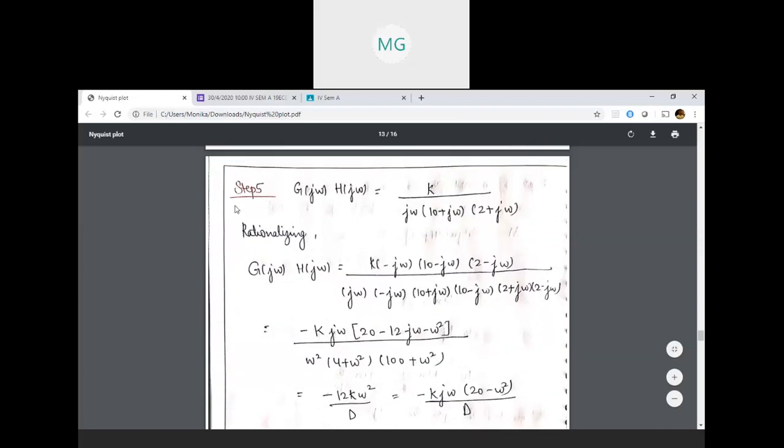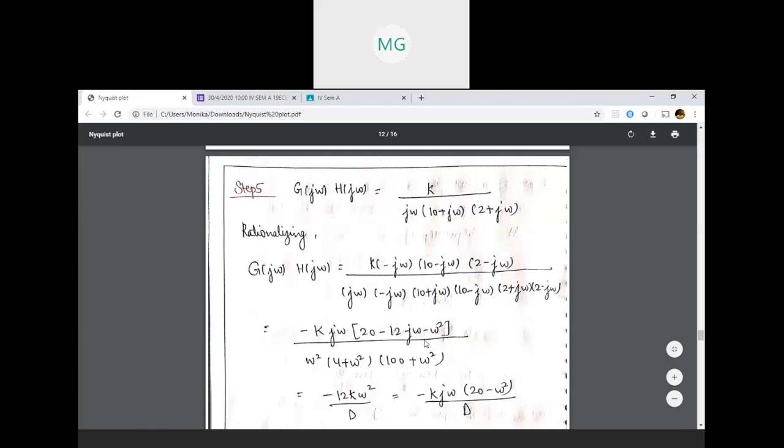You will rationalize the given transfer function. How to rationalize the given transfer function? K upon j omega into 10 plus j omega into 2 plus j omega. You have to multiply and divide this by the conjugate of this denominator. So what is the conjugate of this denominator? Minus j omega into 10 minus j omega into 2 minus j omega. So multiply and divide this by minus j omega into 10 minus j omega into 2 minus j omega.